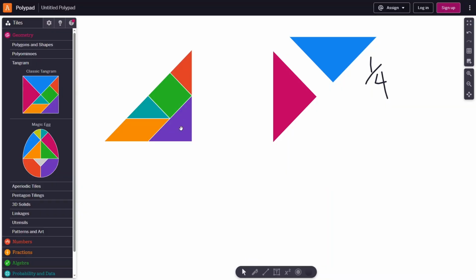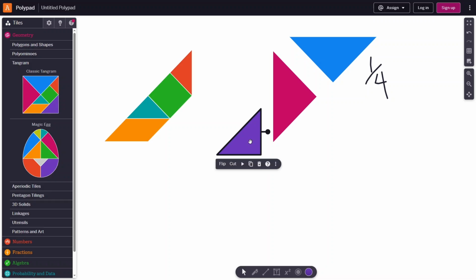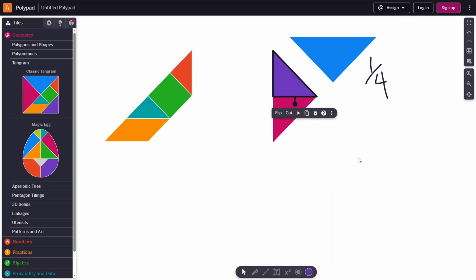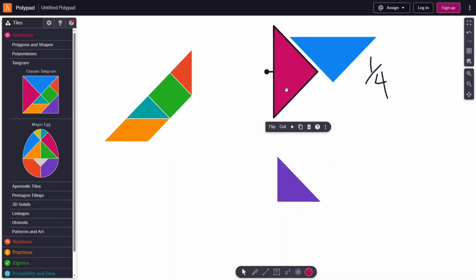Let's look at some of the others. If I take this one and I'm going to go ahead and turn it, I can see that it's half of each of these. So half of 1/4 is going to represent 1/8.